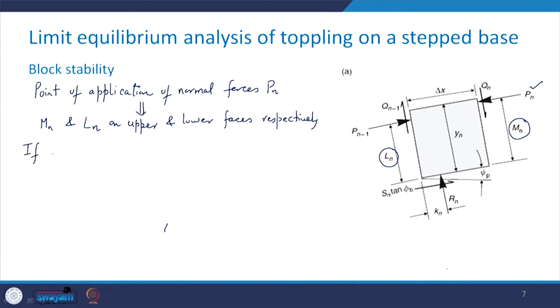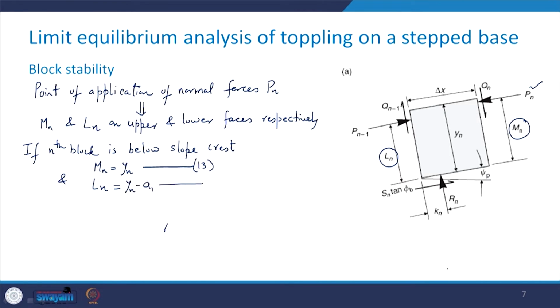If nth block is below the slope crest. What will happen in that case? Your Mn will become equal to Yn. Make it equation number 13. Till equation 12 we have in previous class, and Ln will be equal to Yn minus A1. That is equation number 14.